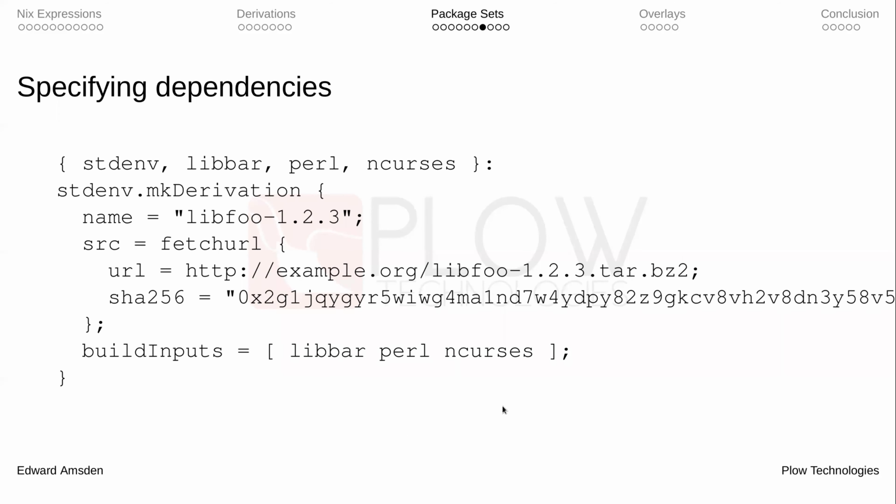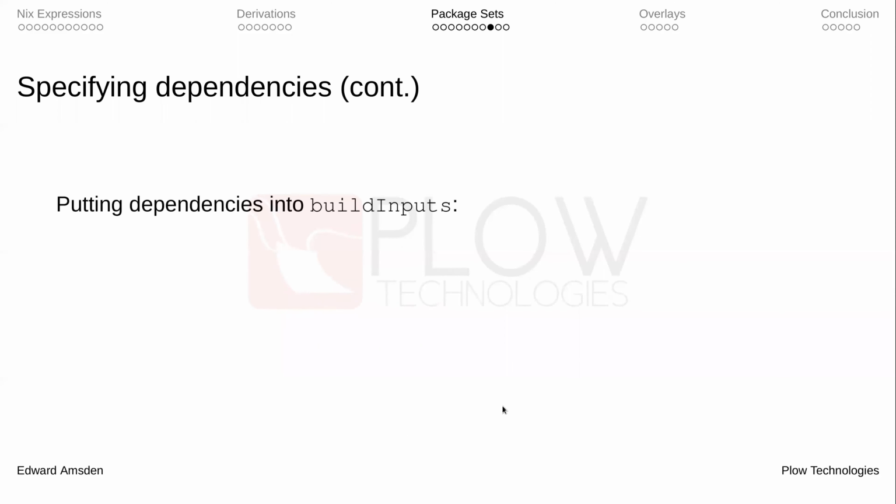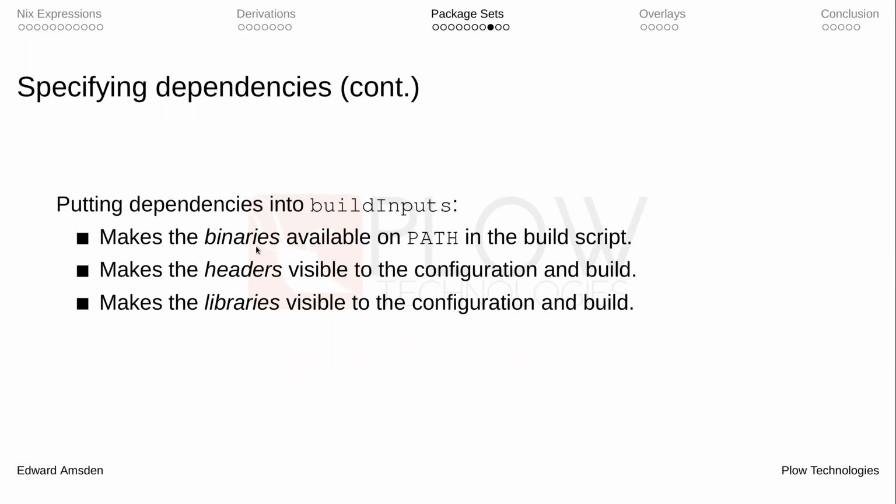and then the binaries from those derivations will be available on the path inside the build script. So if configure is looking for a specific executable, it will find it on the path. The headers will be visible again, so configure can make sure it can find the headers. When you run make, it will pass the right flags from configure, so it uses those headers. And the libraries will be visible, so you can statically or dynamically link against those libraries.